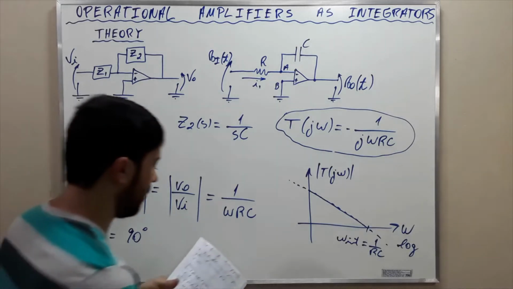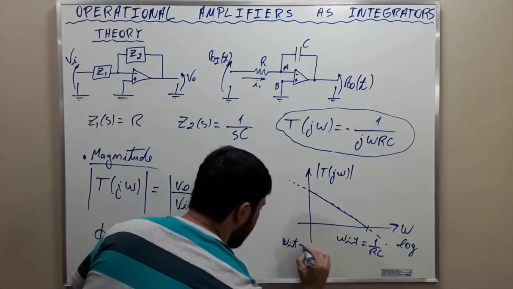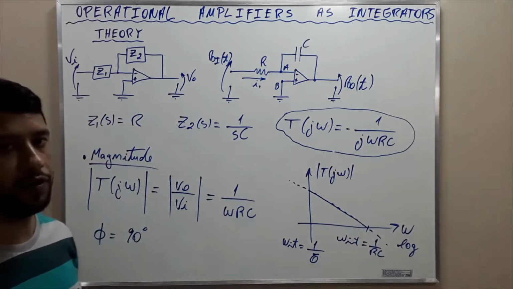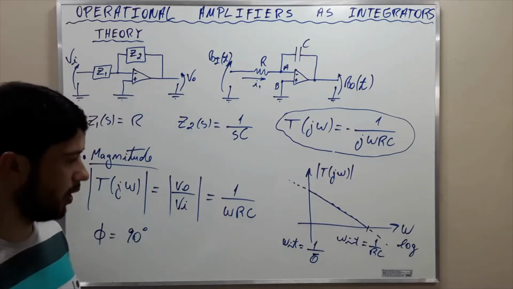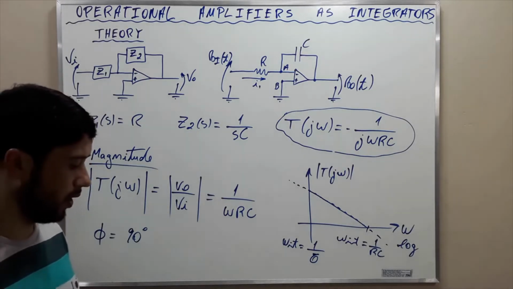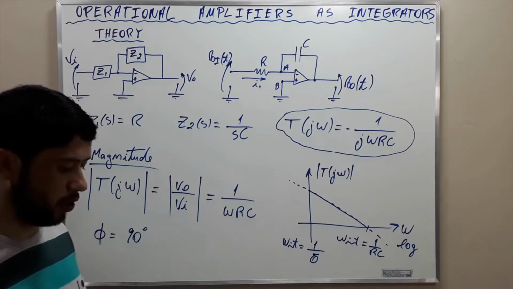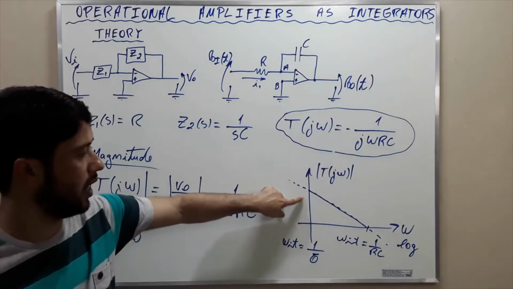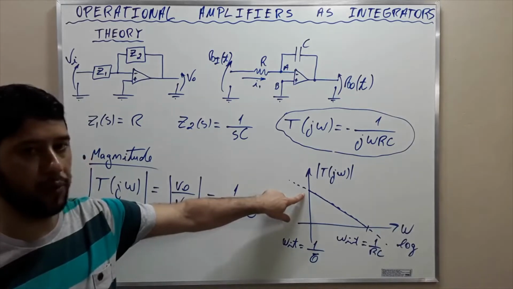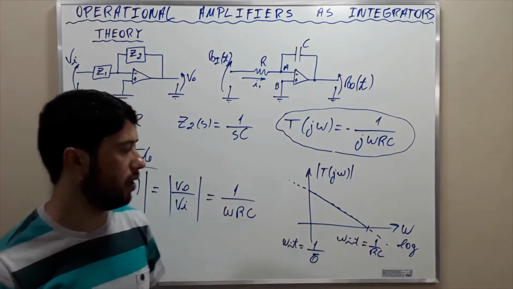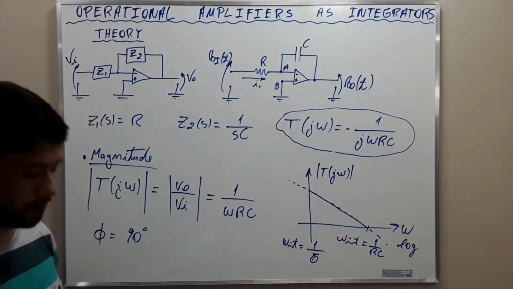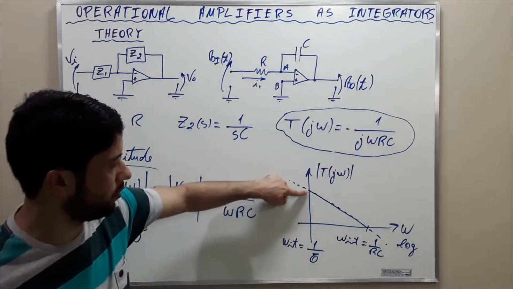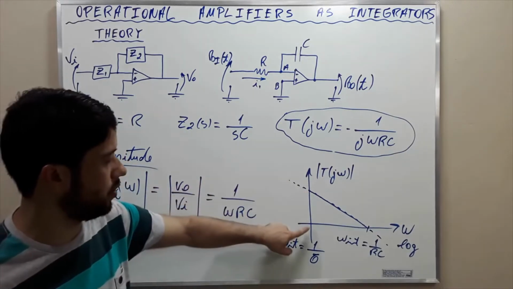Wint is the inverse of the time constant of the circuit. It's called the integrator frequency. And an integrator behaves as a low-pass filter. You see that it behaves as a low-pass filter because at DC the signal passes, but at the high frequencies the circuit attenuates the signal. The corner frequency here for this magnitude is 0.